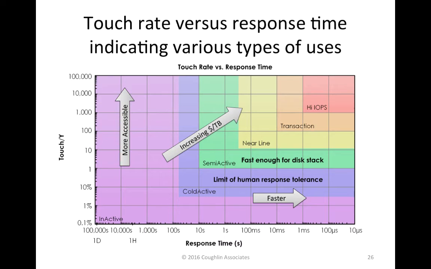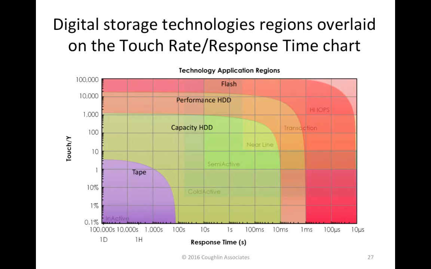If we then look at and do an overlay of various memory and storage technologies on top of this, we can see that flash tends to work best in that high IOPS in the transaction region. In fact, the optimum point of operation here, where you get the best trade-off between response time and the touch rate, is generally right around the knee of that curve.